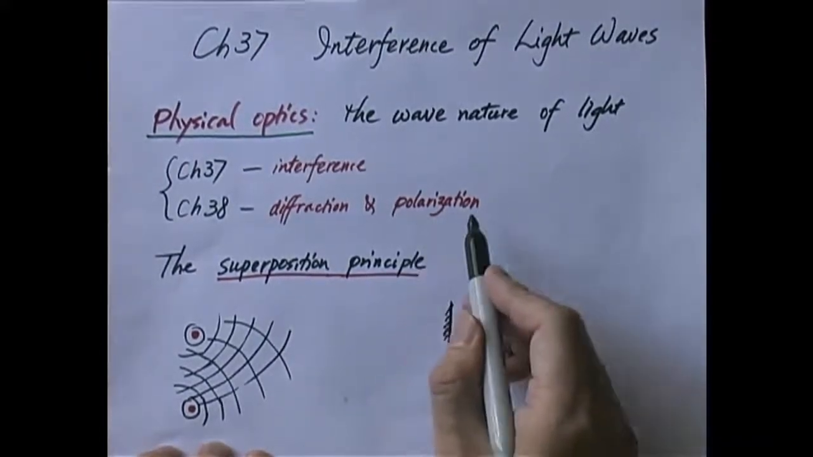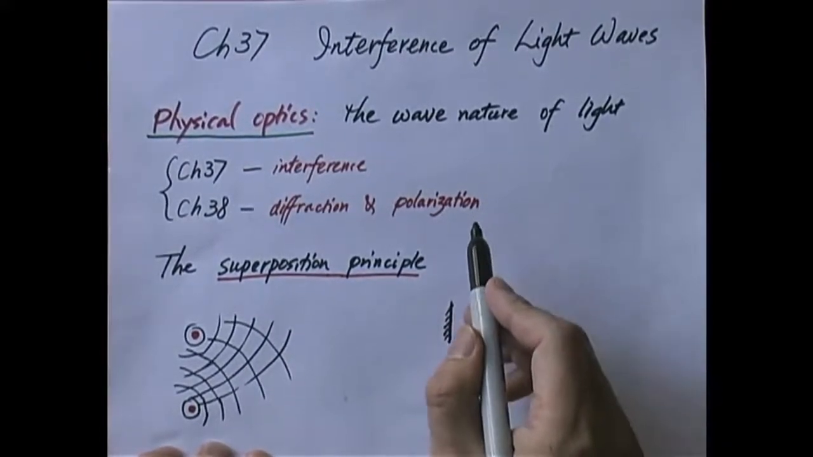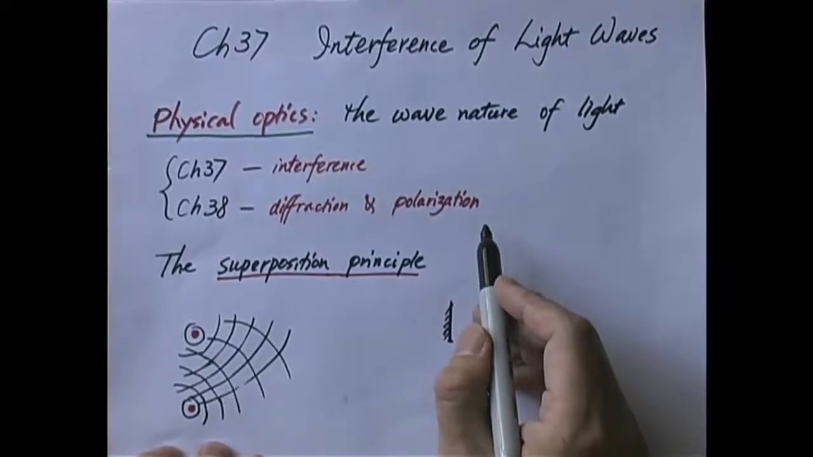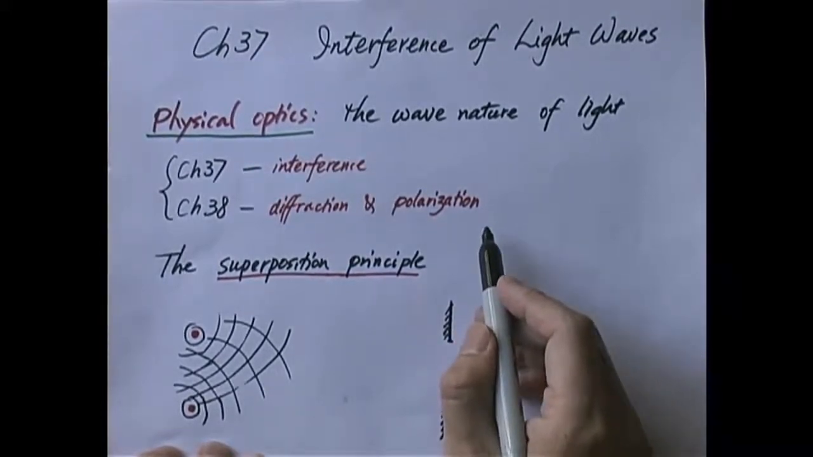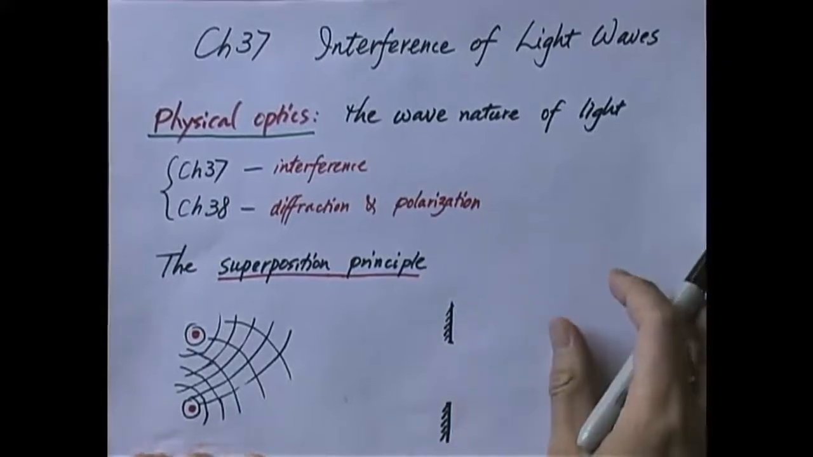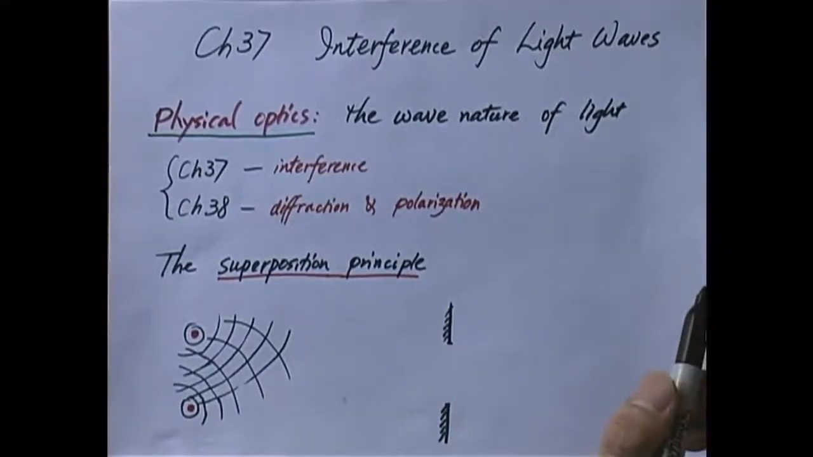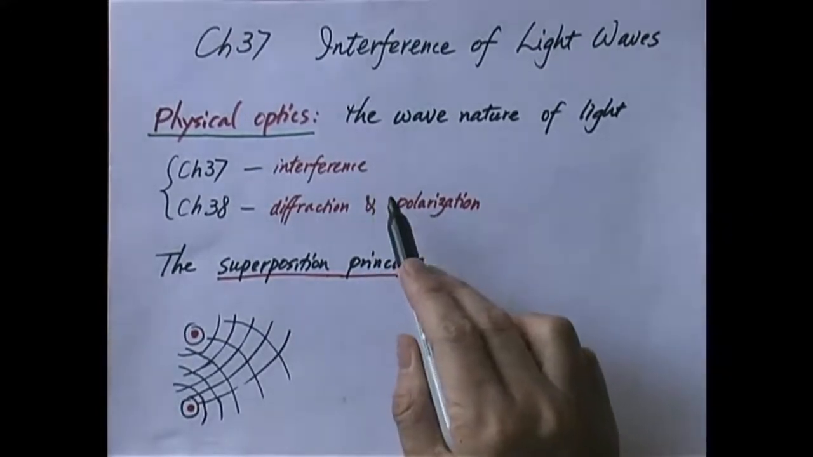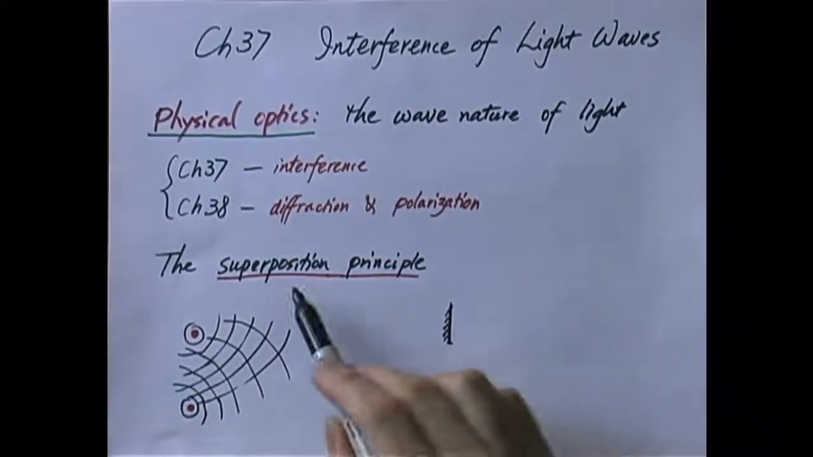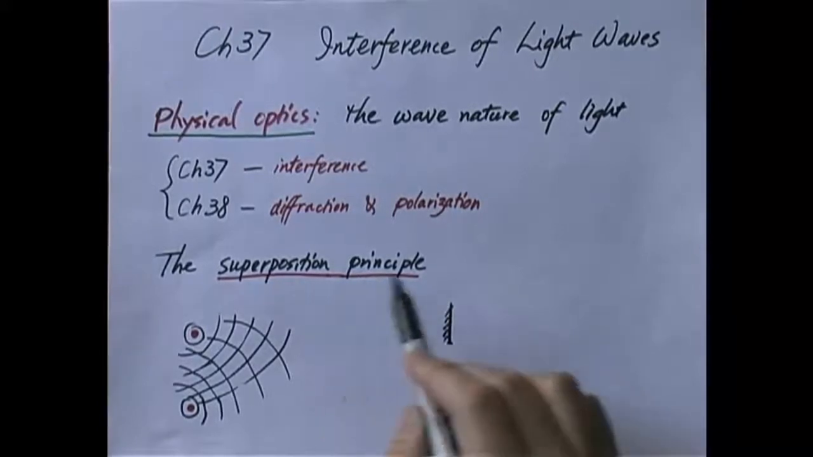And lastly, the polarization. Polarization is a special feature of a transverse wave. An electromagnetic wave, as you know, is a transverse wave. So we'll see what happens when we consider the polarization of light. Now let us focus on interference. We have to add waves together by the superposition principle.